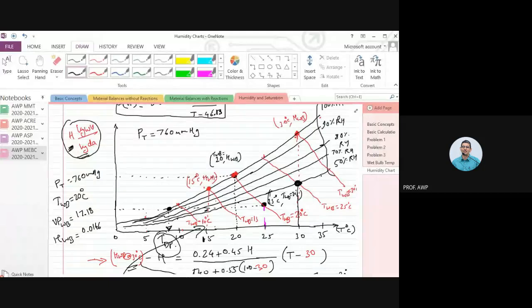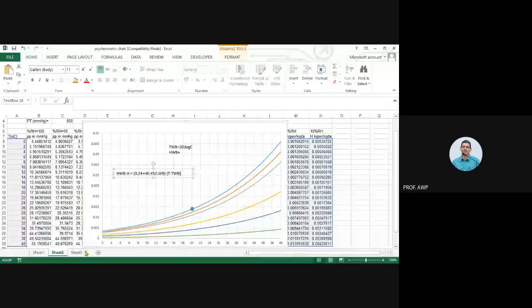I want you to do it in Excel. Do it in Excel now. Plot the wet bulb temperature lines.